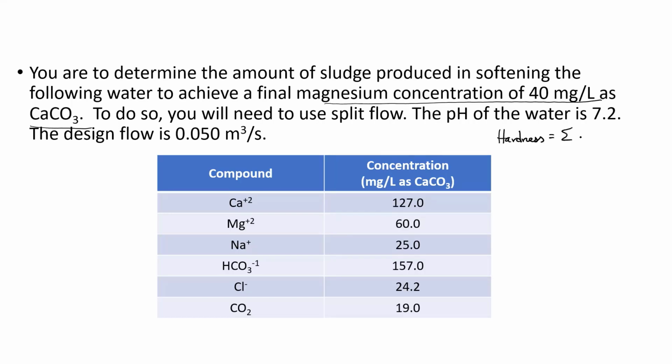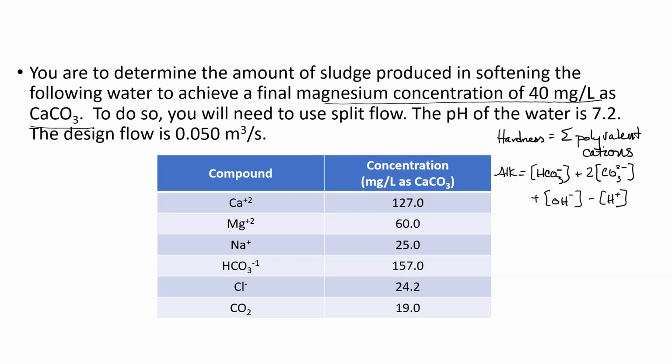Hardness is equal to the sum of the concentrations of the polyvalent cations. Okay, so think about that as you're looking at determining the hardness for the first exercise. The other thing to think about is alkalinity. And alkalinity in fresh waters is equal to the concentration of bicarbonate plus 2 times the concentration of carbonate plus the concentration of OH minus minus H plus.